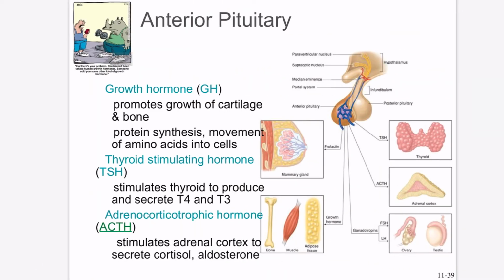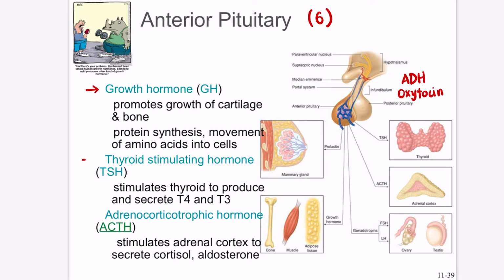The anterior pituitary, so we've discussed the posterior pituitary and the hypothalamus and how they secrete ADH and oxytocin. The anterior pituitary is going to produce 6 hormones that we will discuss. First off, we have growth hormone. Growth hormone, just like its name, stimulates growth. Stimulates growth of bone, stimulates growth of cartilage. It also stimulates protein synthesis and movement of amino acids.